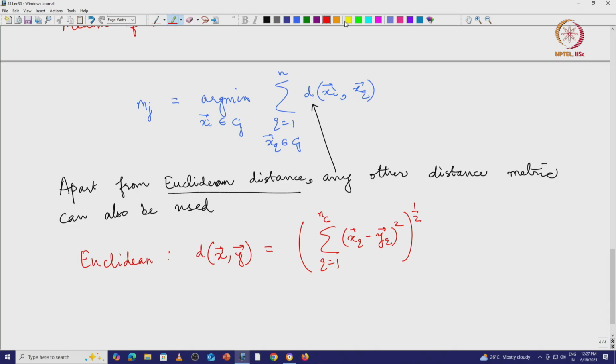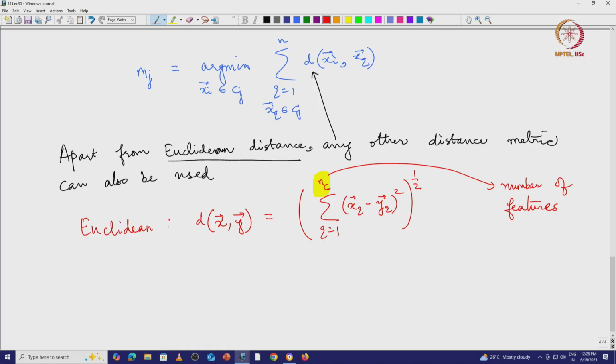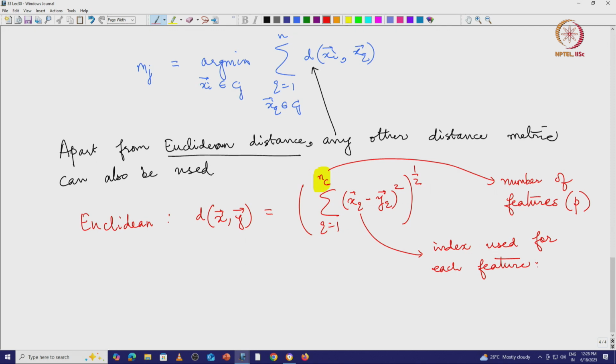So, you already know this, you have encountered this, and I am just going to explain the notation here. This is the number of features, because you are working in feature space, or the number of coordinates which is part of every data point. So, you could have even called it p, because usually we use p to represent the number of features, and then this q is the index used for each feature here. Okay, so that is Euclidean distance.